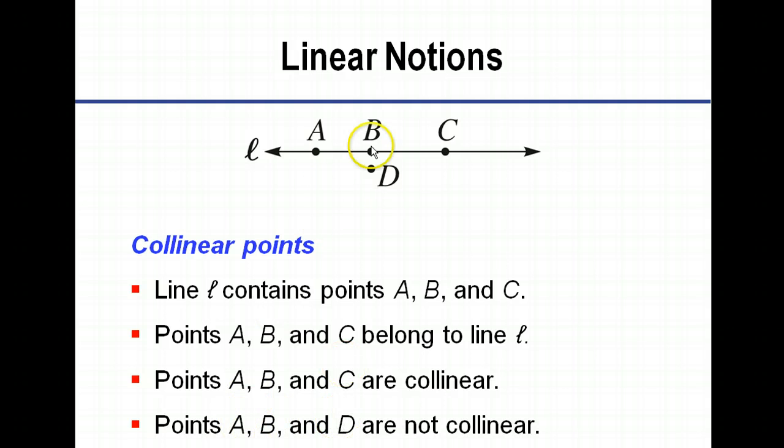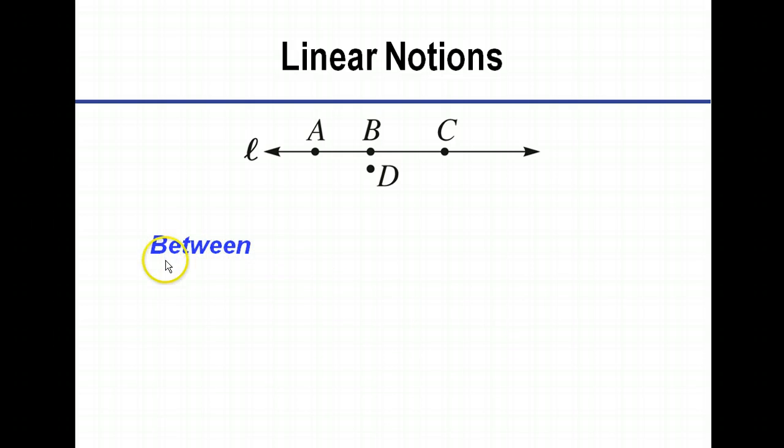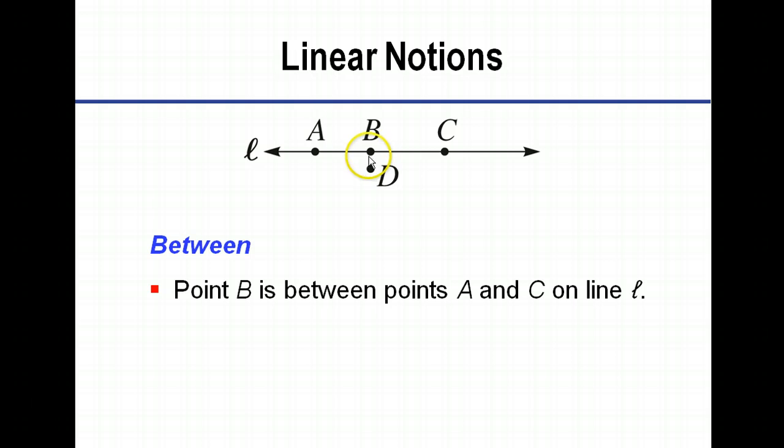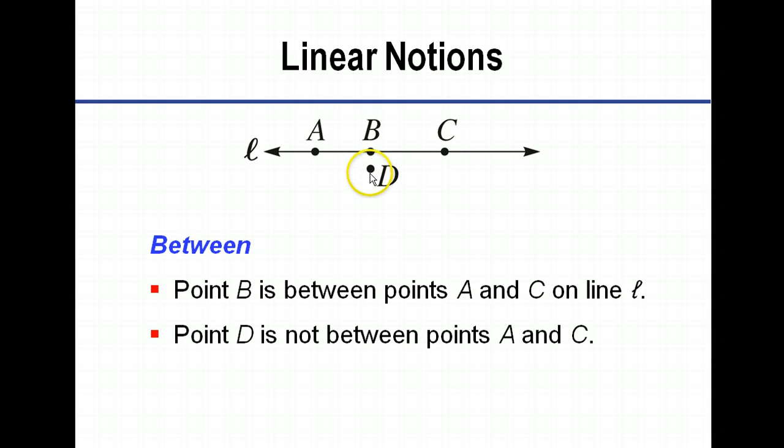Points A, B, and D are not collinear, or non-collinear, because D is not contained on the same line as A and B. Likewise, B, C, and D would be considered not collinear. D is a point not on the line L is really what that means. Okay, so now, how do we say a point is between two other points? Point B is between points A and C on the line. This is an intuitive thing for us, right? Yes, we can kind of agree that this is true. And we could say point D is not between points A and C. Between really relies upon the point being considered to be on the same line as the other 2 points, right?